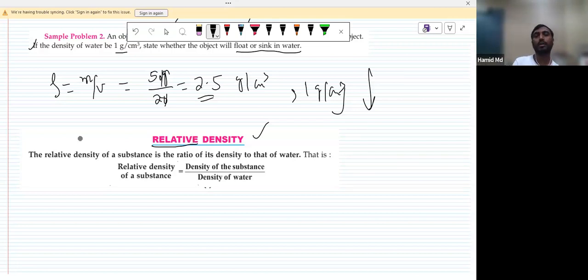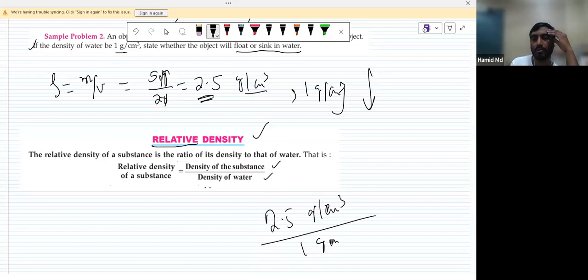Okay. So here the relative density is the density of substance divided by the density of water. Here the density of substance is 2.5 gram per centimeter cube, right? So the relative density will be 2.5 gram per centimeter cube divided by 1 gram per centimeter cube. So this unit will be cancelled, and the relative density will be 2.5, unitless, right? So relative density is dimensionless. There will be no dimension.